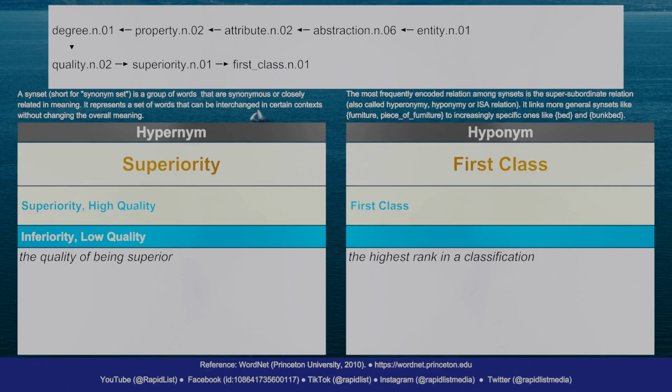First class. The highest rank in a classification. First water. The highest quality gems.